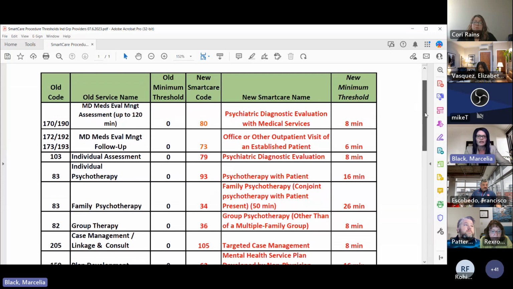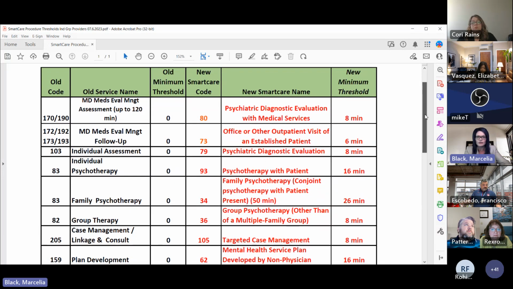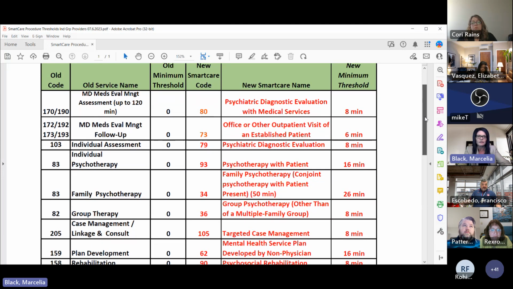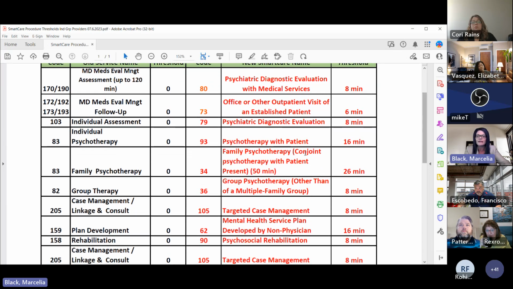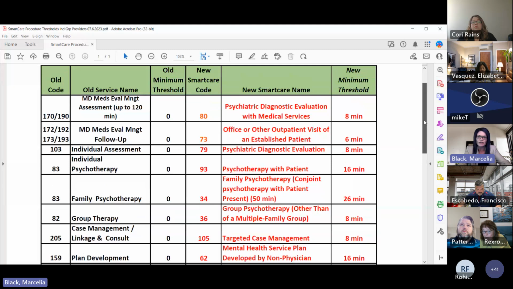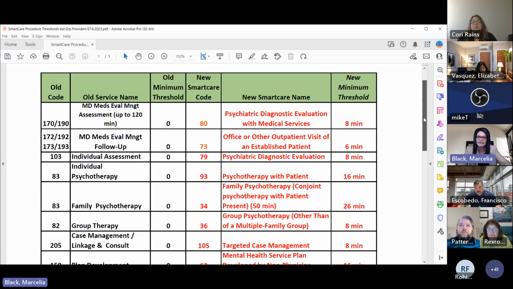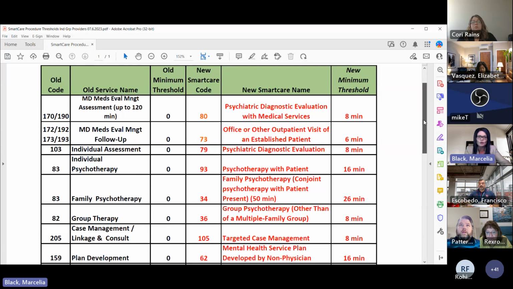So in your old SmartCare, in the old codes that you used to use for SmartCare, you used to be able to bill for like a 5-minute individual psychotherapy session, which I can't imagine that happening, but it could be. You could bill for 5 minutes. Now the minimum is 16 minutes if you're looking at psychotherapy with the patient. That's the minimum. So that's the halfway point. So this document that we're going to send out to everybody is giving you the new minimum threshold.